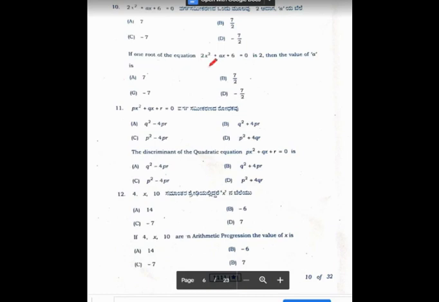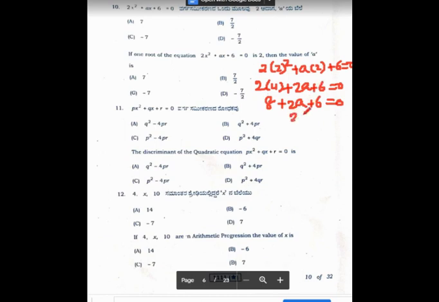Question, if one of the roots of equation 2x square plus ax plus 6 is equal to 0 is 2, then find the value of a. To find the value of a, we have to replace 2 in the place of x. Simple calculation, 2 into 2 square plus a into 2 plus 6 is equal to 0. 2 square value is 4 plus 2a plus 6 is equal to 0. 2 fours are 8 plus 2a plus 6 is equal to 0. 6 plus 8 is 14. 2a is equal to minus 14. When plus 14 moves to the other side it becomes minus 14. And minus 14 by 2 is nothing but minus 7. Correct option for this question is C, minus 7.